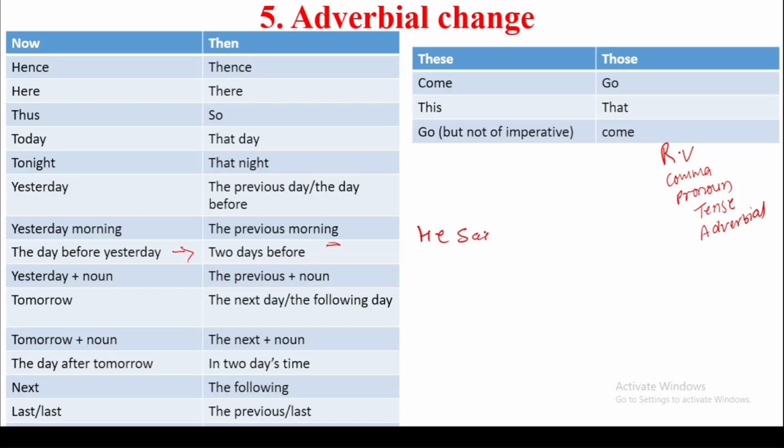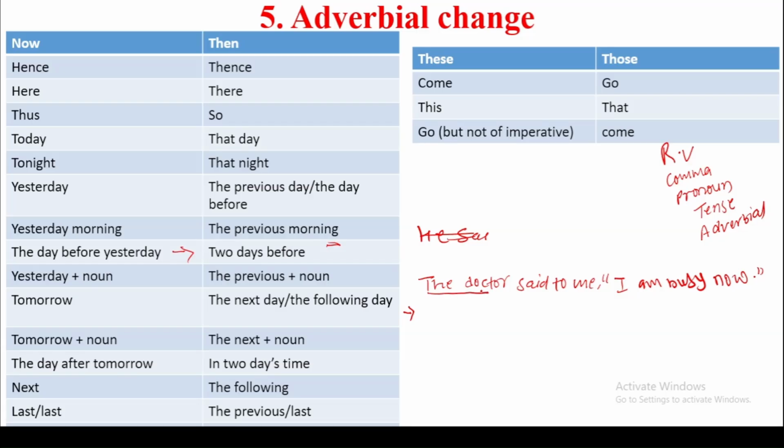The doctor said to me, "I am busy." So this is a direct sentence. If we have to change it into indirect speech, how do we change it?